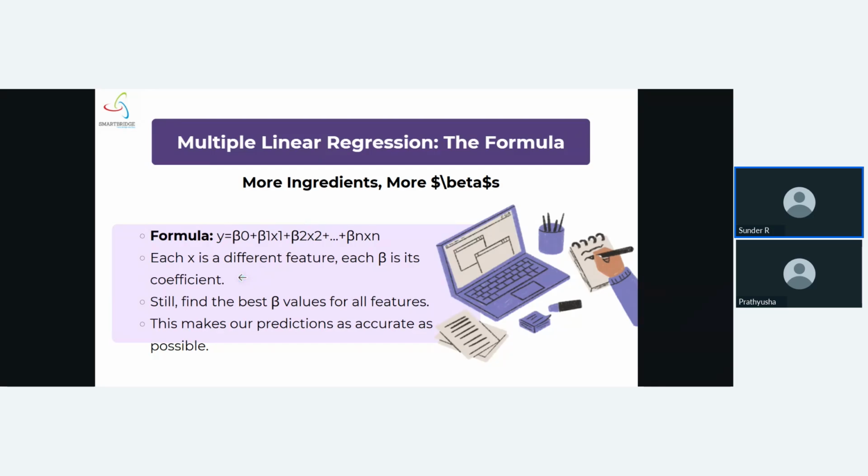So initially you would have only one input value. When coming to multiple linear regression, you might have multiple inputs to be considered. So what are these b0, b1 and b2? These are all the coefficients for your input variables, the input values that you are going to give.